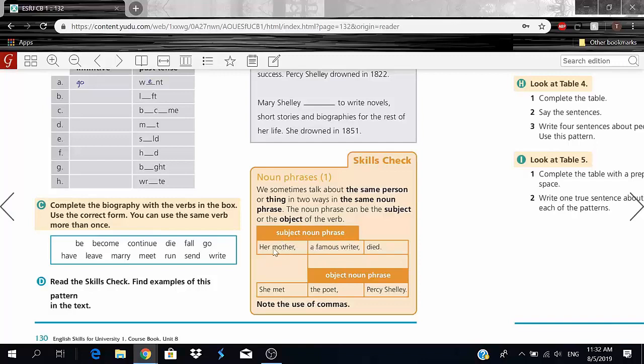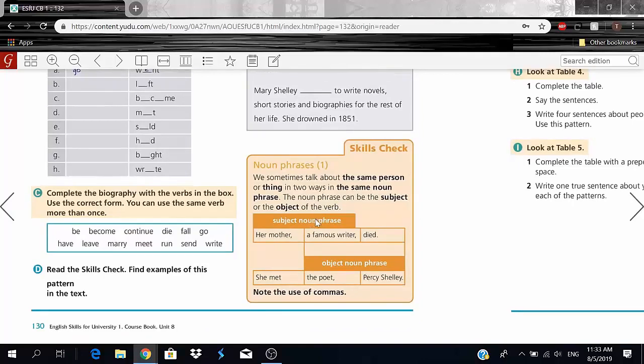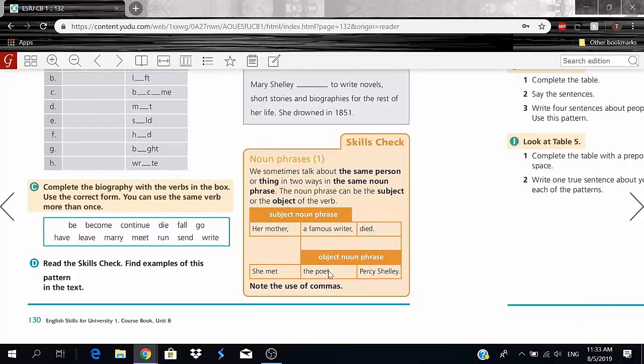You see how that right there is talking about someone in two different ways. She's her mother, but she's also a famous writer. You notice how we use the commas right there? Without the commas, this doesn't make sense at all. A comma is what makes this possible, okay? And we could use this as a subject or as an object.